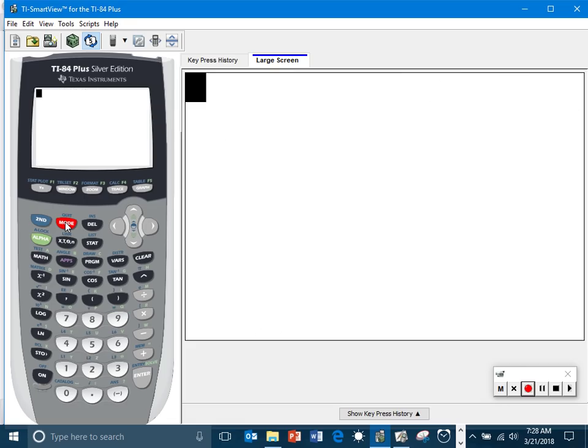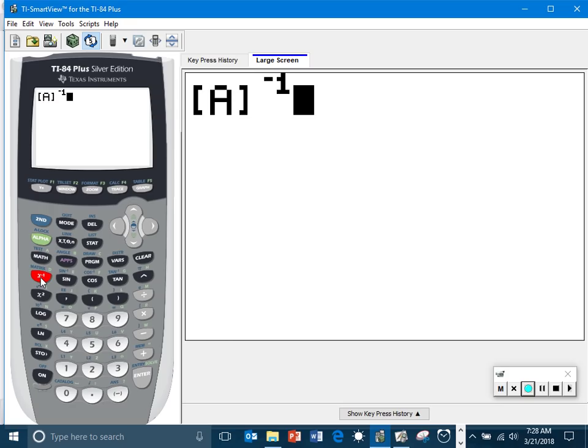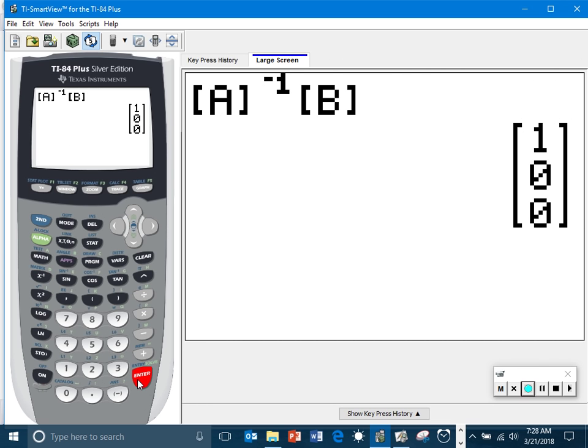Second quit. Go back to your matrix. Pick A. Hit the inverse button. Remember, the inverse button is that x to the negative 1. Go back to your matrix and pick B. Enter. All right, that's it. A is 1, B is 0, and C is 0.